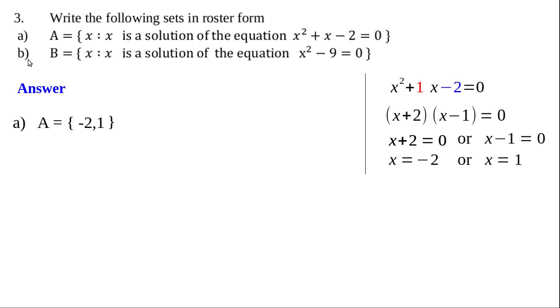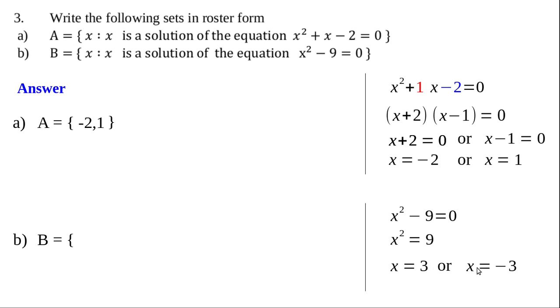Okay. What about question number B? Question number B is the set of x such that x is a solution of the equation x square minus 9 equals 0. x square minus 9 equals 0 is again a quadratic equation. It is very easy to solve. x square minus 9 equals 0, like this, x square equals 9. We want to find a number whose square is 9. It is clear. One is 3 and another one is minus 3.